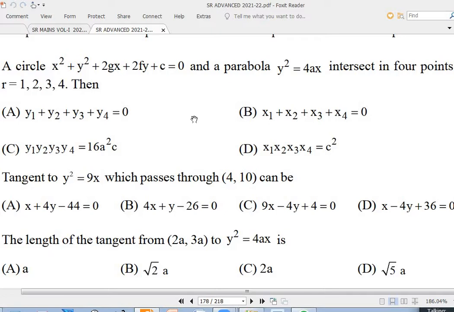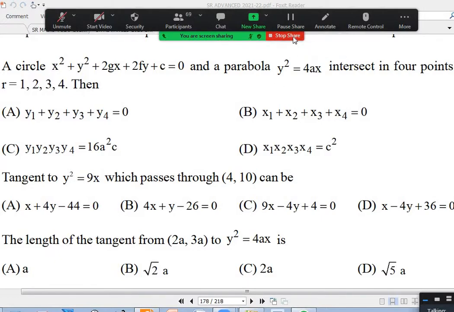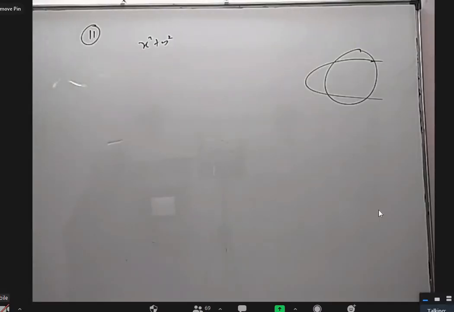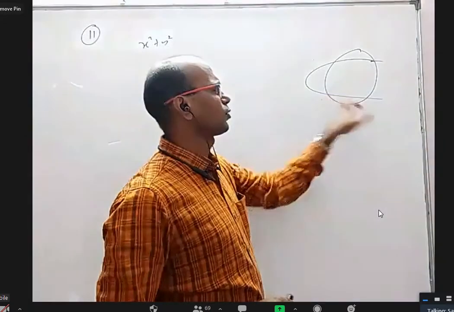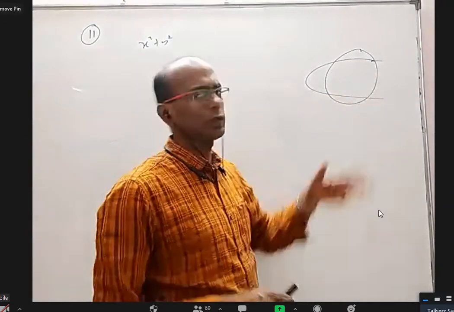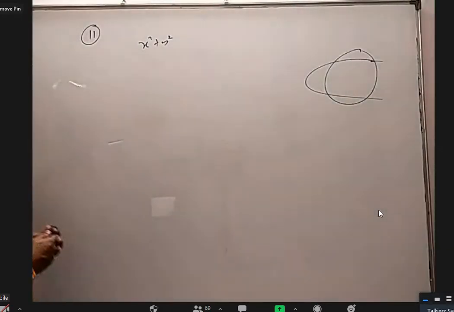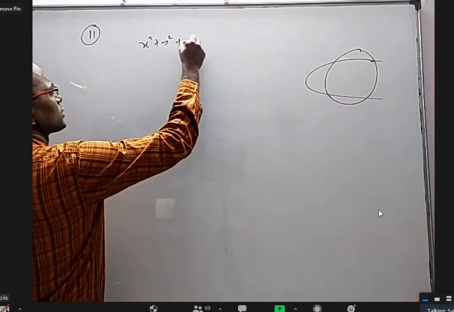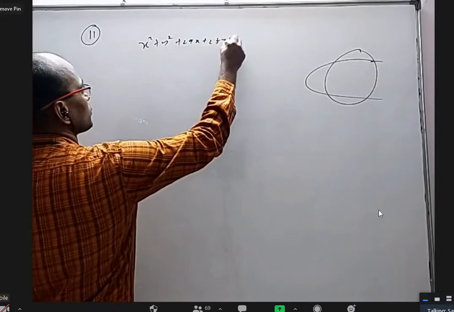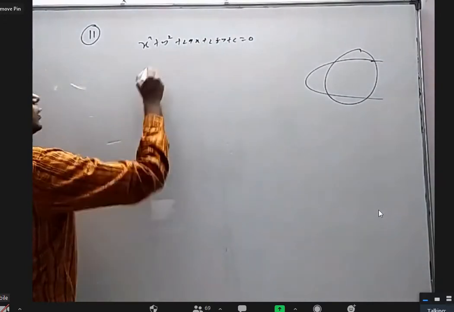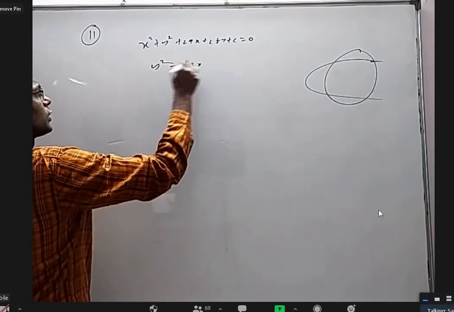Okay, let's stop sharing. Yeah, when a parabola and circle are intersecting at 4 points, all are on the right side. Their x coordinate sum cannot be 0. Y coordinate sum can be 0. But in x square plus y square plus 2gx plus 2fy plus c equal to 0, and y square equal to 4ax.